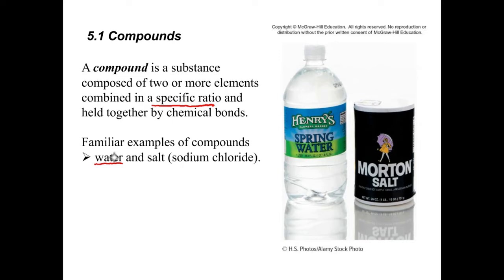An example of this would be water. What do we mean by specific ratio? Well, by that we mean water is specifically H2O. It's one oxygen and two hydrogens. If we have something else, something like H2O2, now that's peroxide. That's a completely different compound. So it's important that we have this specific ratio to make up that specific molecule or that specific compound.